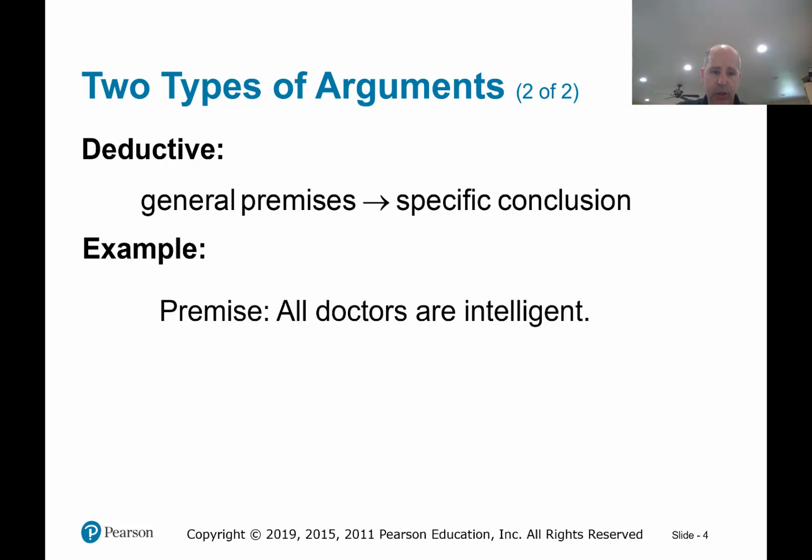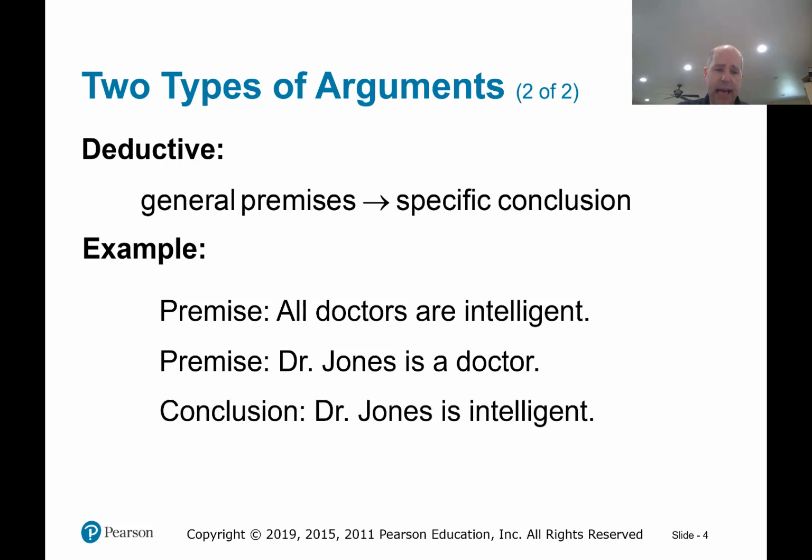So here's an example. We make a general premise that all doctors are intelligent, right? So that's general. It applies to all doctors. Second premise, Dr. Jones is a doctor. So now this is a premise that's specific, about a specific person, namely Dr. Jones, and he is a doctor. So then what is the conclusion going to be? The conclusion is that Dr. Jones is intelligent. So we end up with a specific conclusion about Dr. Jones. Okay, so this is an example of a deductive argument.